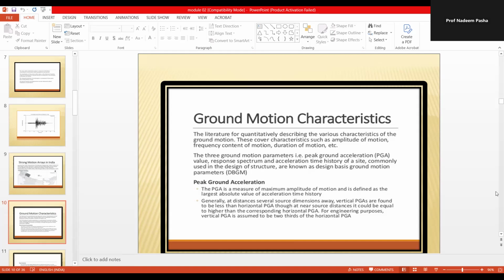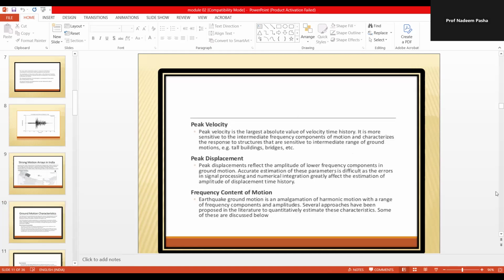The maximum amplitude of a motion is defined as your peak ground acceleration, or the largest absolute value of acceleration is known as your peak ground acceleration. Again, peak ground acceleration is classified into two types: horizontal peak ground acceleration and vertical peak ground acceleration. So for engineering purposes, what we are assuming is that the vertical PGA is two-thirds of the horizontal PGA.